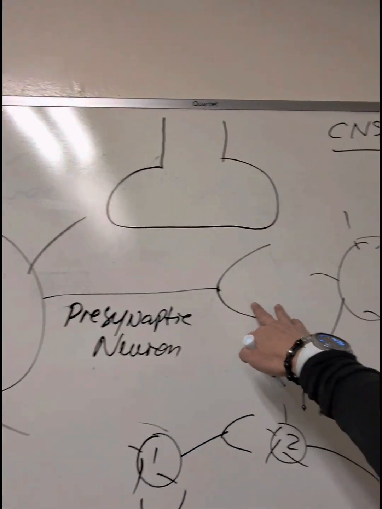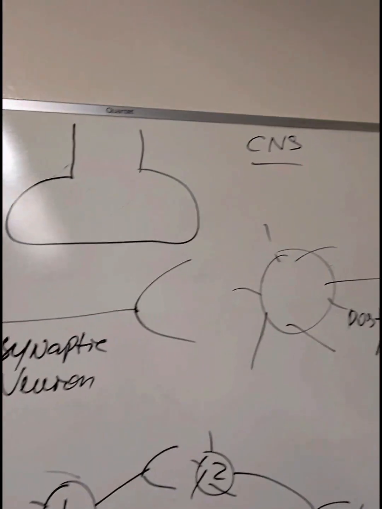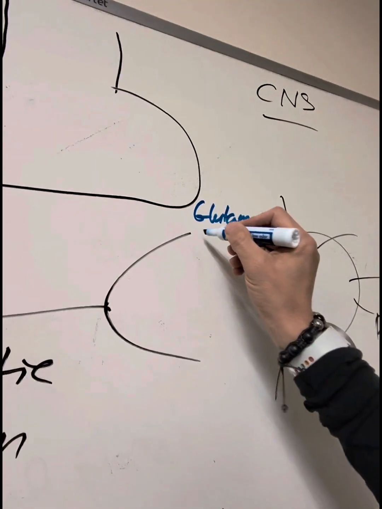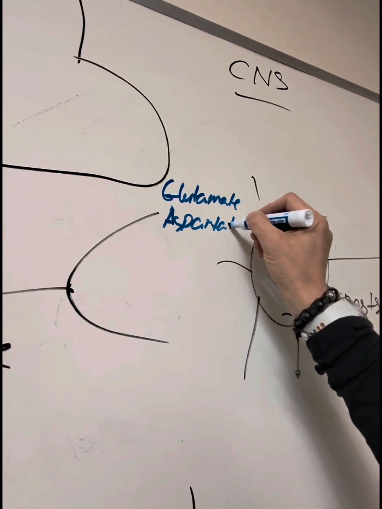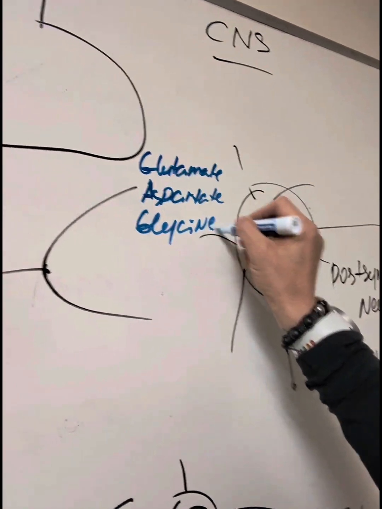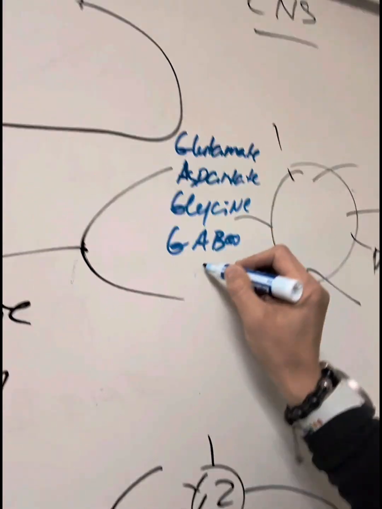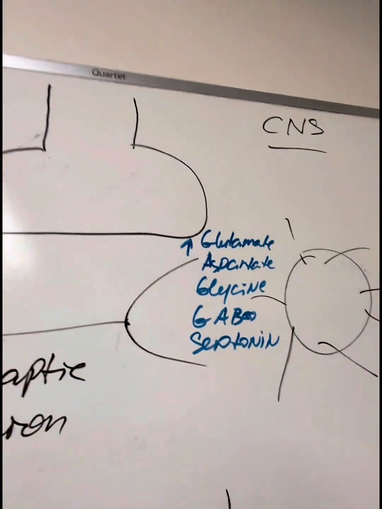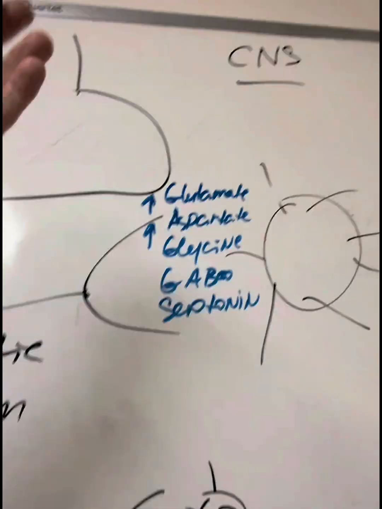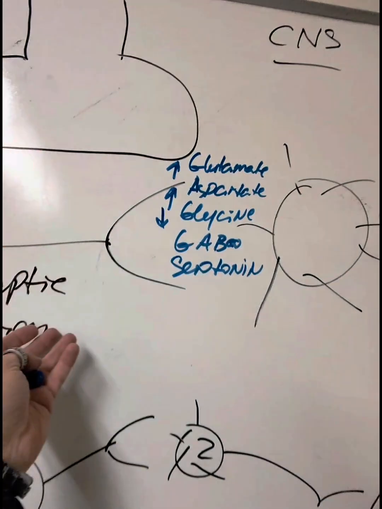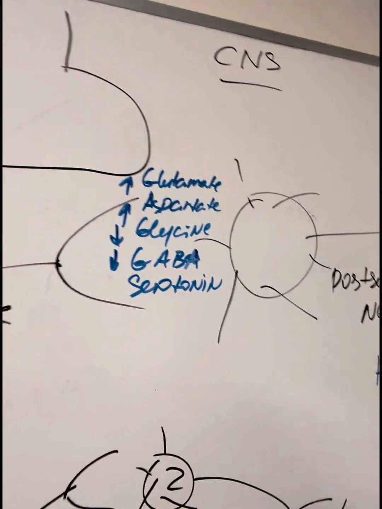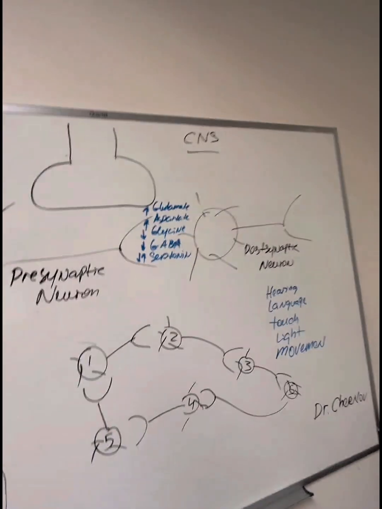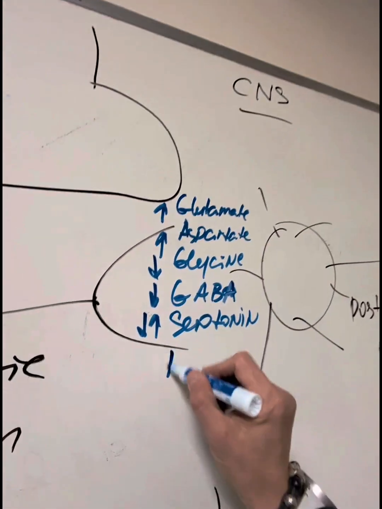So here, with the presynaptic neuron, we can release different types of neurotransmitters. This could be glutamate. It could be aspartate. It could be glycine. Could be GABA. Could be serotonin. The thing is that glutamate, for example, is known as an excitatory neurotransmitter. Aspartate, excitatory neurotransmitter. Glycine is an inhibitory neurotransmitter. GABA is an inhibitory neurotransmitter. Serotonin could be both excitatory or inhibitory. It depends where it's released.